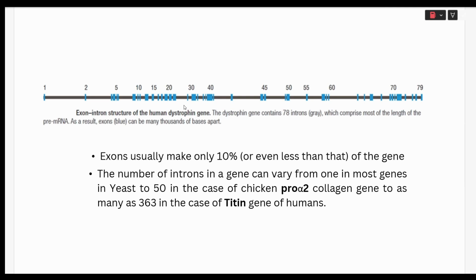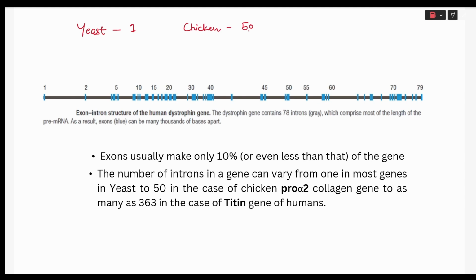So basically, the number of introns in a gene can vary. For example, let's talk about the case of yeast, right? Let's take Saccharomyces cerevisiae. The genes of Saccharomyces cerevisiae usually contain one or two introns in most of its genes, right? So let's take just one in the case of yeast. Now let's move to a higher organism. Let's take a chicken, right? A chicken can contain up to 50.